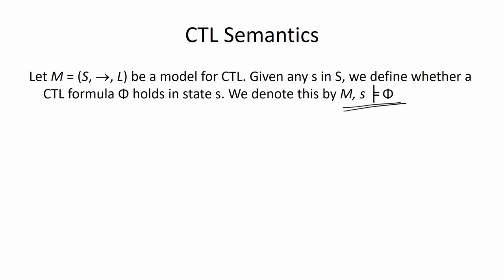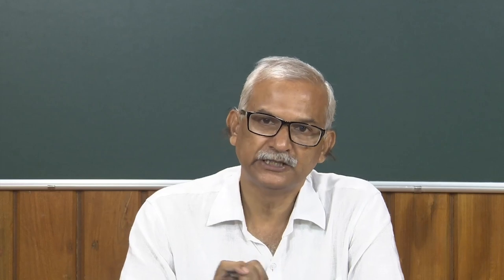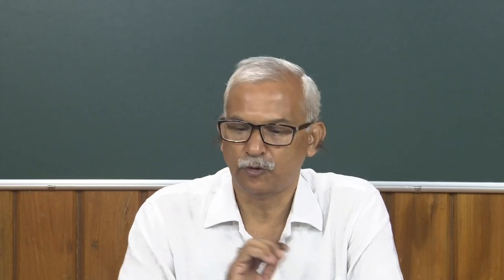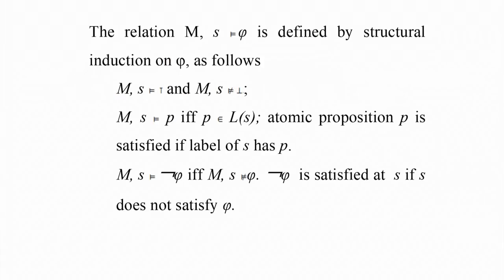Now, we are going to formally define the semantics of each and every CTL formula. We define it on a model M and by structural induction on phi, because phi is a CTL formula which consists of several sub-formulas. If the truth values of all the sub-formulas are defined in a state, then only can you define the truth value of the given CTL formula in that particular state.